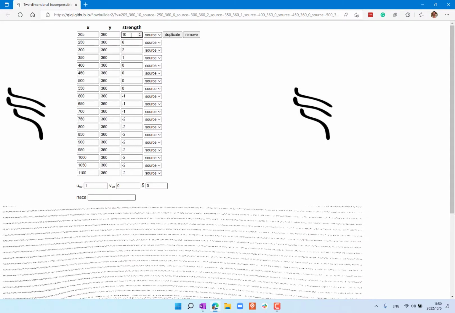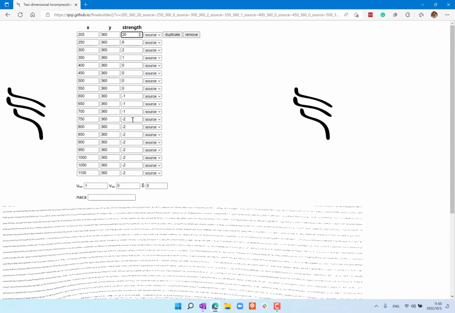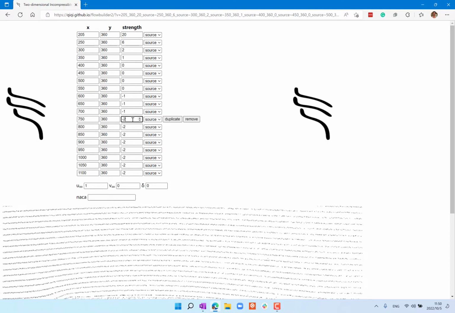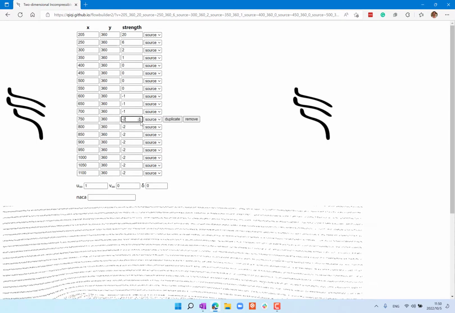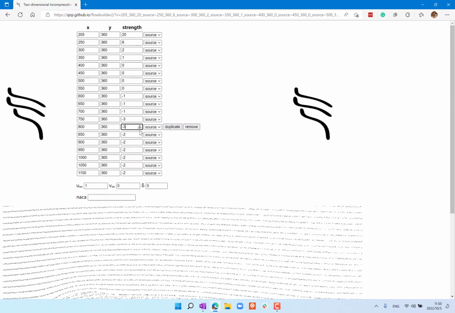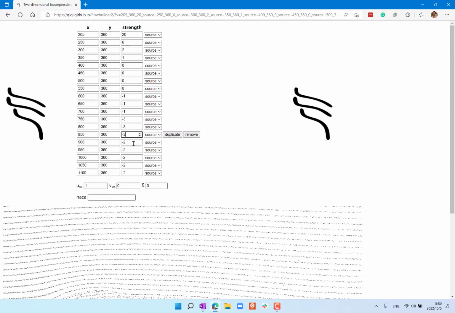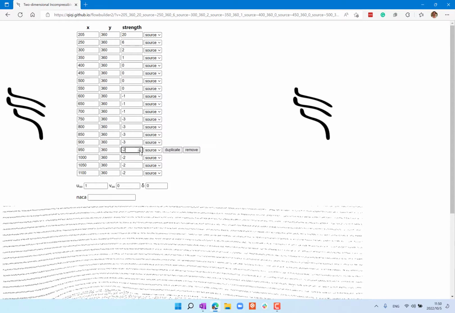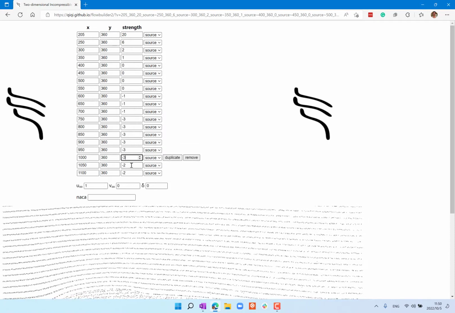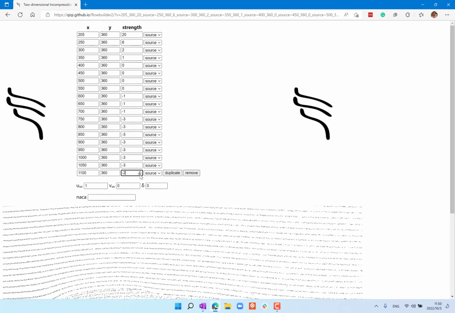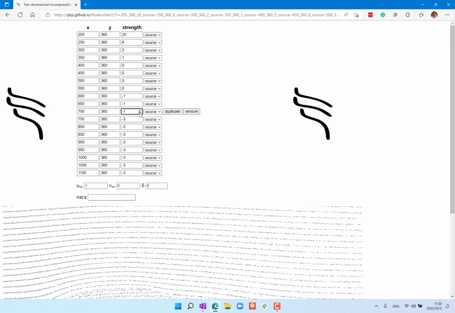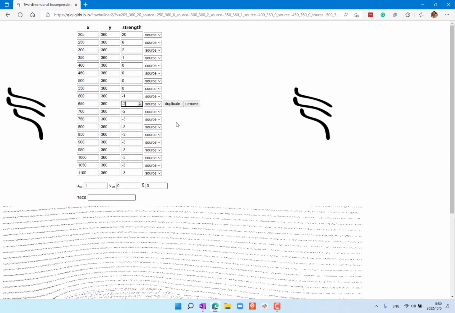So I'm going to increase this to 20, and in order to balance it out, I want to increase the strength of the sinks. 1, 2, 3, 4, 5, 6, 7, 8, 9, 10. Okay?